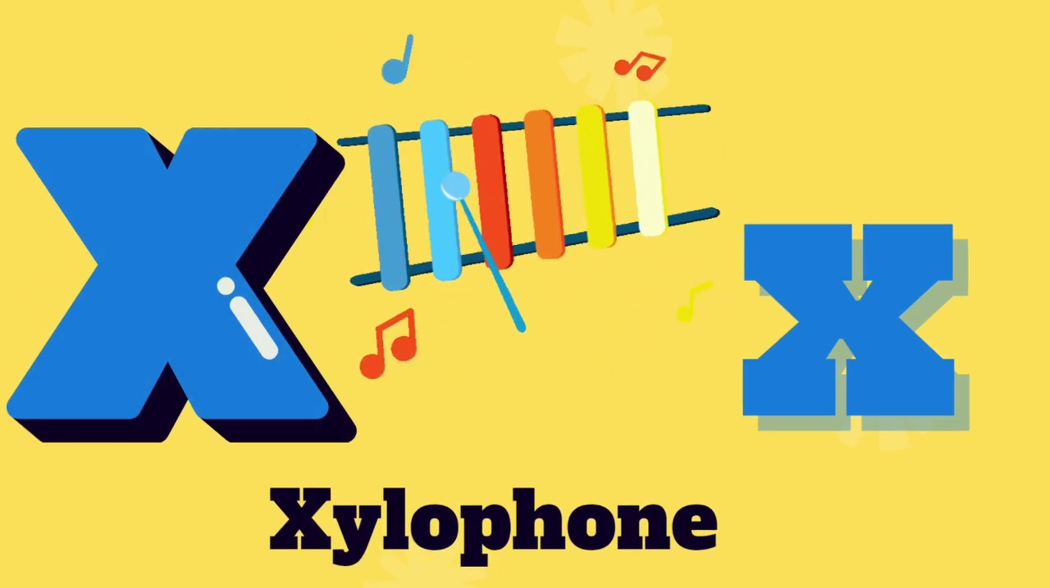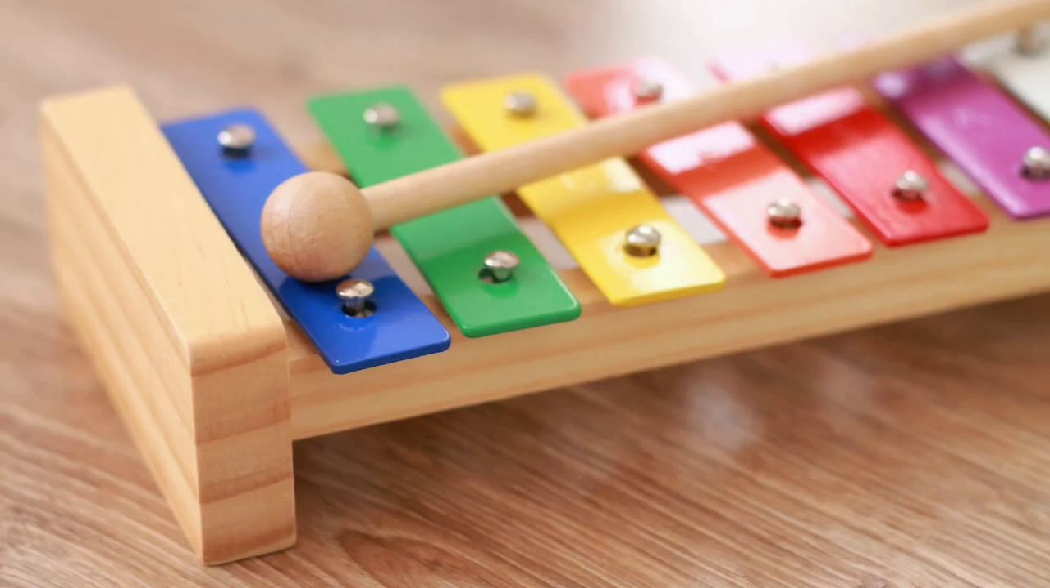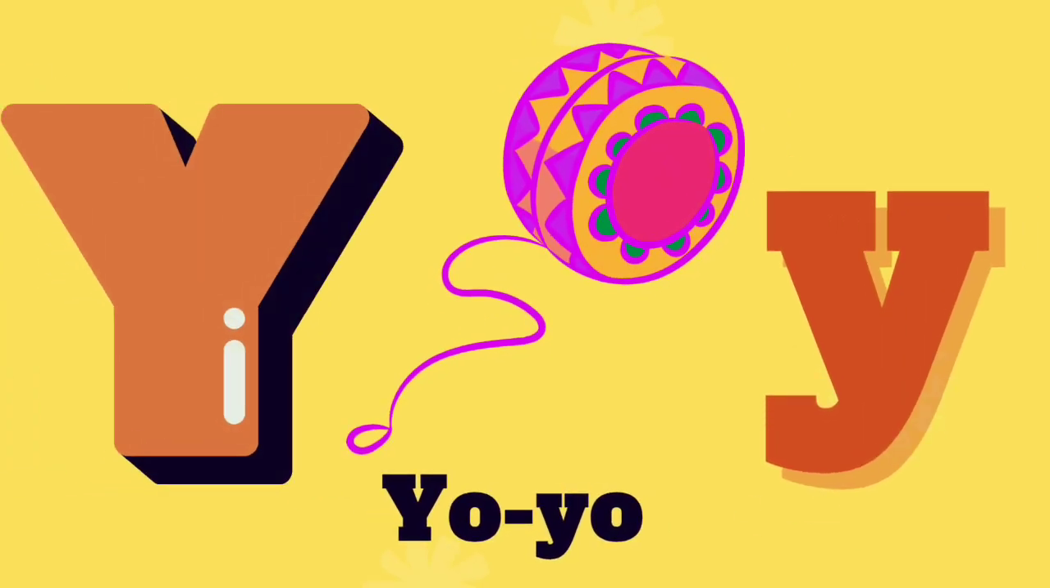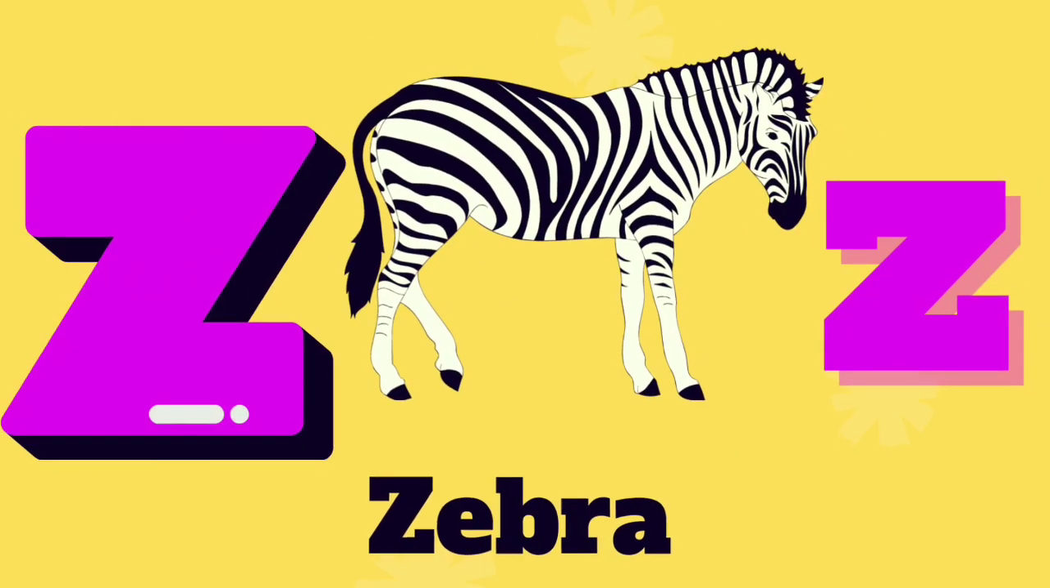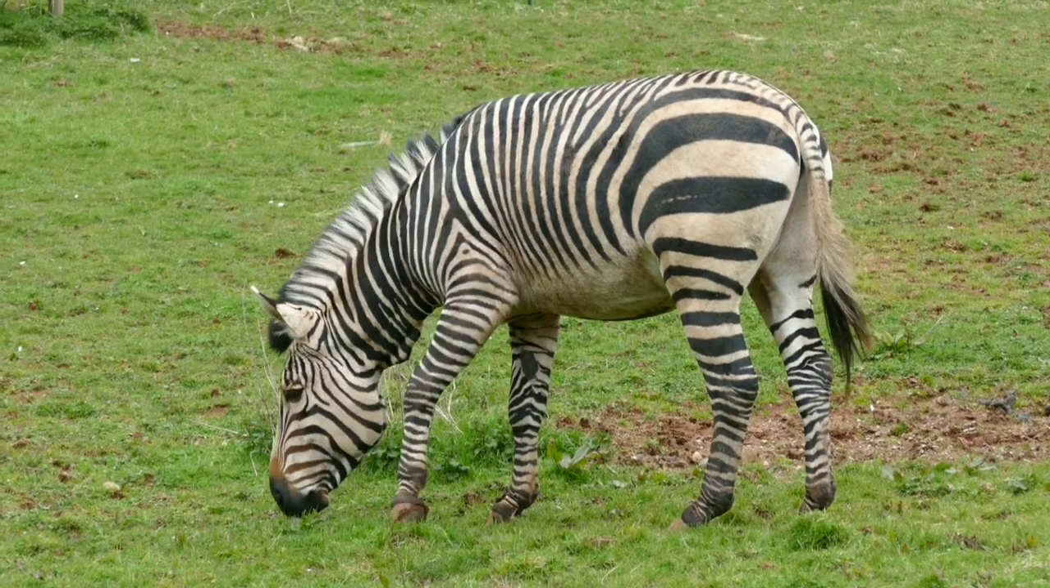Z, z, z, z, xylophone. Y is for yo-yo. O, o, o, o, yo-yo. Z is for zebra. Z, z, z, z, zebra.